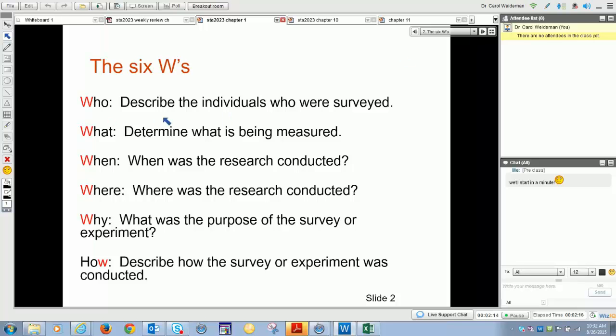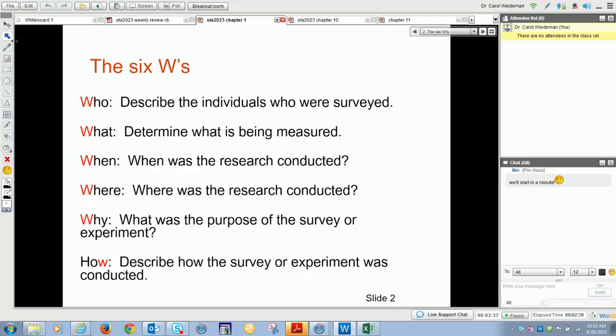The who, the things being surveyed or the objects from which you're collecting the information, the cases that you're measuring. The what, the variables that you're measuring or collecting. When was the research or the study conducted? Where was the study conducted? What is the purpose of the experiment, and how was the experiment or the data collected?